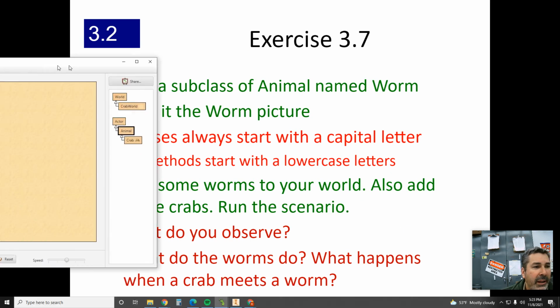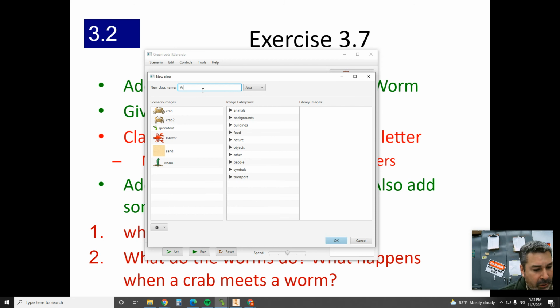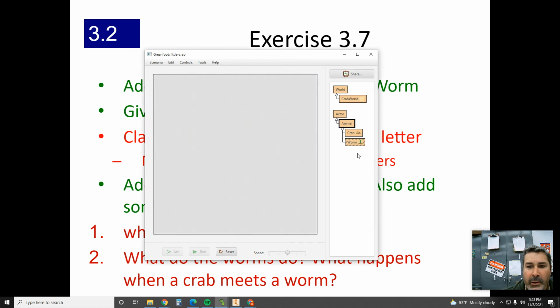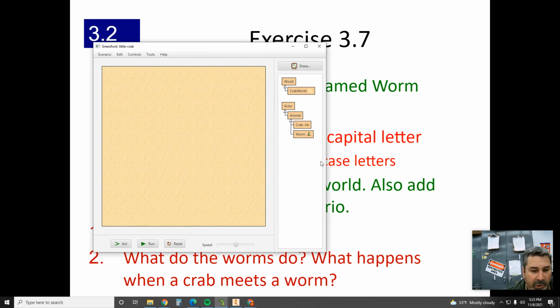All right. Now, if you weren't successful, here's what you're going to do. You right click on Animal and you're going to say new subclass. Worm, remember we use a capital letter. We're going to give it the picture of a worm and click OK. And then the next thing is, what do you observe? What do the worms do? What happens? All right. So let's hit shift, and when we hit shift, we can add a bunch of worms.